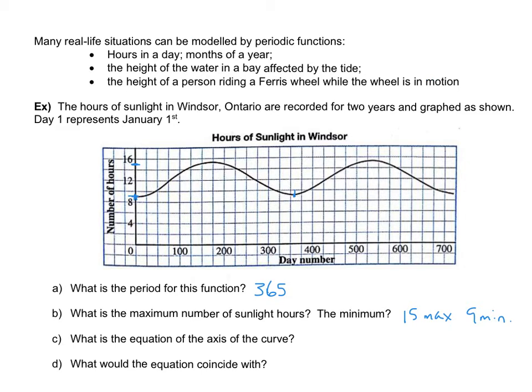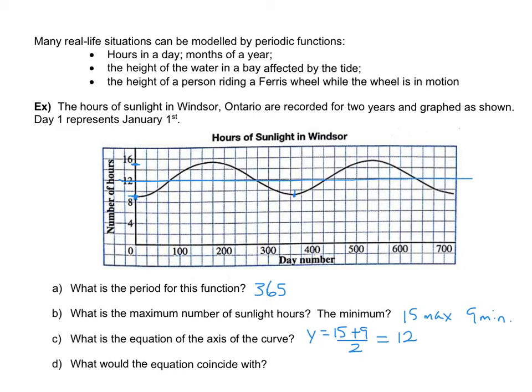What is the equation for this axis of the curve? So it's halfway in between that max of 15 and the min of 9. So looking at that, I could find the average. I could add those together and divide by 2, or I could just look at my graph and reason that out. So that's going to give me 24 divided by 2, which is 12. So y equals 12 is where that axis of the curve is.